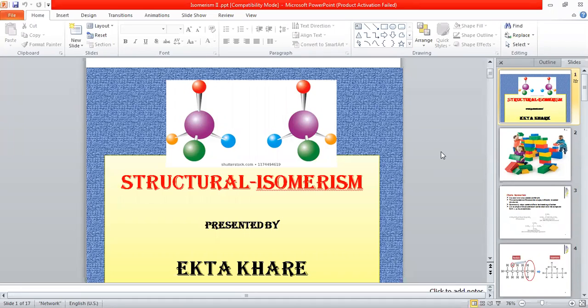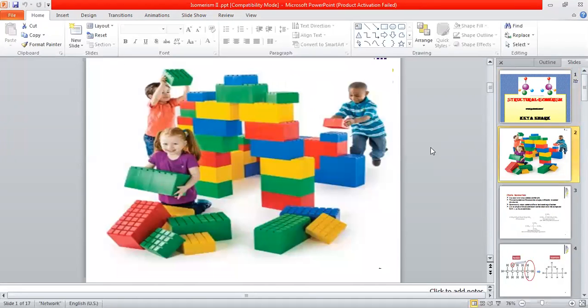Hello students. In previous classes, I discussed isomerism with you: the definition and the types of isomerism. Next, I discussed the definitions of all the types related to structural isomerism, and I gave you small clues about all those types. So let's start. Before starting, as in the previous slides of isomerism, I will explain with an example what structural isomerism is.